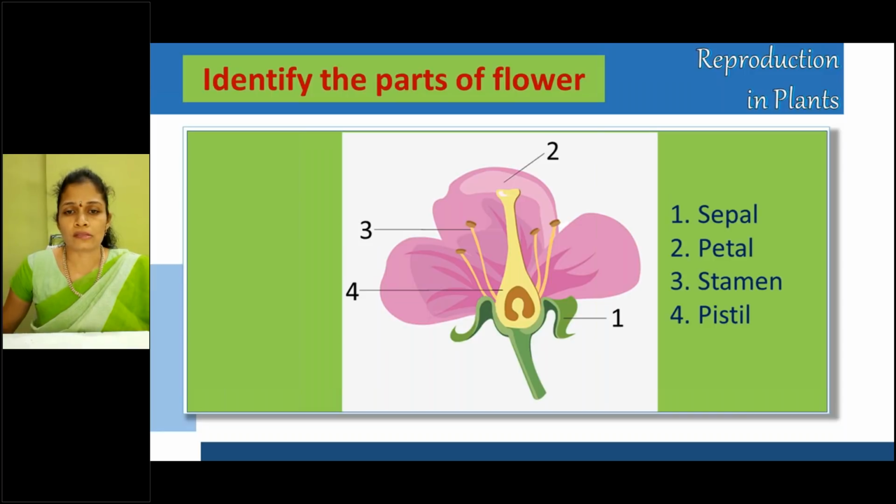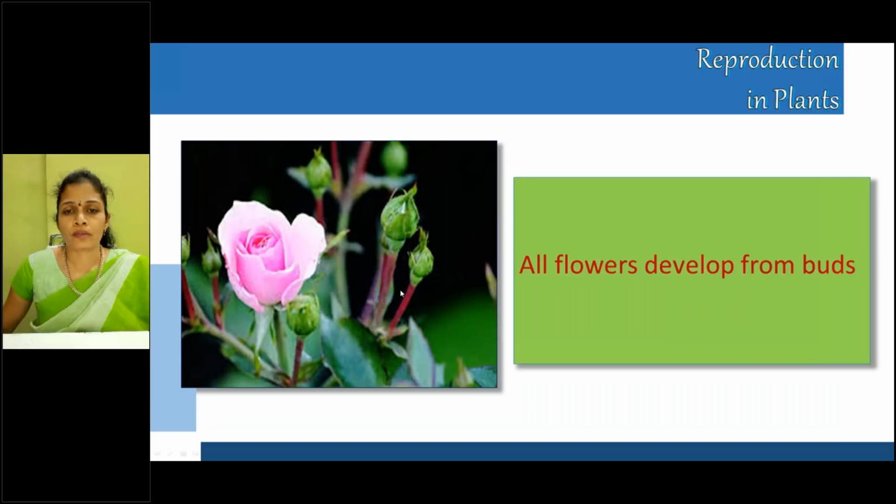Here are the answers. The first part is sepal. The second part is petal. The third part is stamen. The fourth part is pistil. I repeat, the first part is sepal, the second one is petal, the third one is stamen, the fourth one is pistil. Let us see more about these flowers.